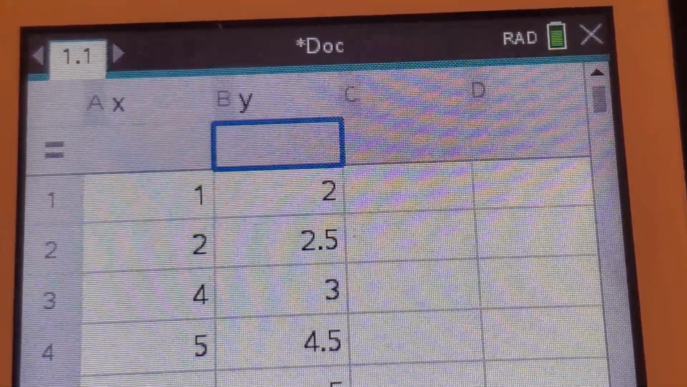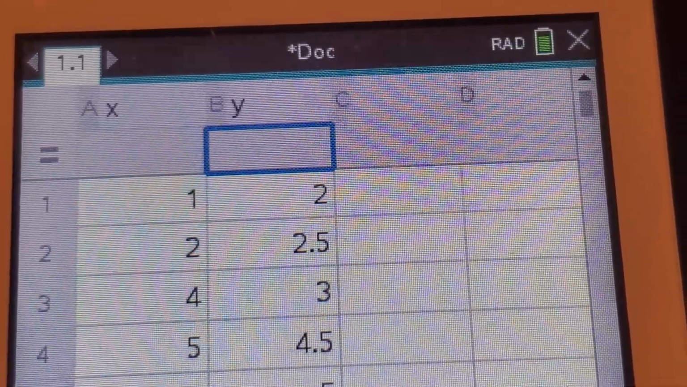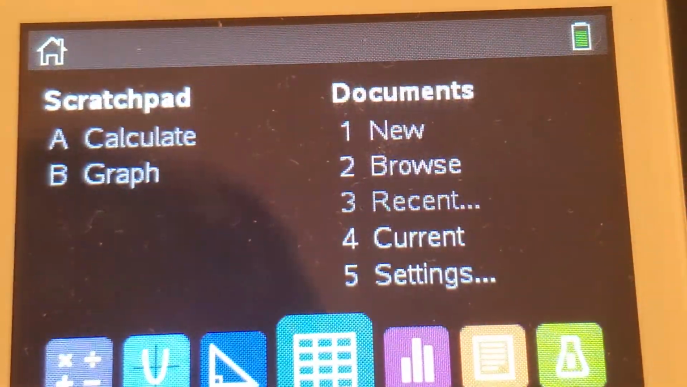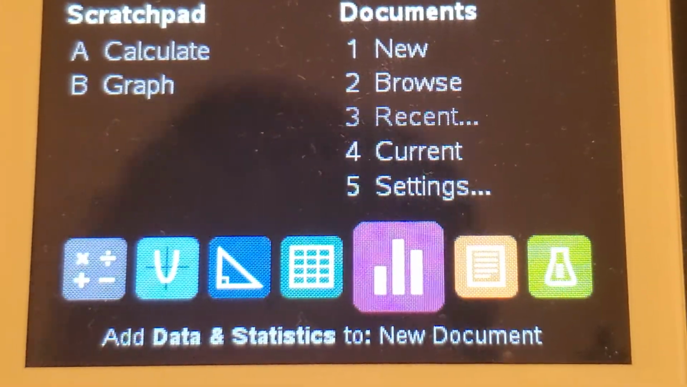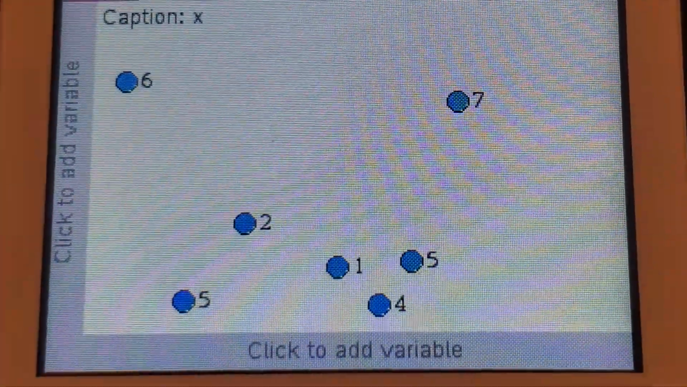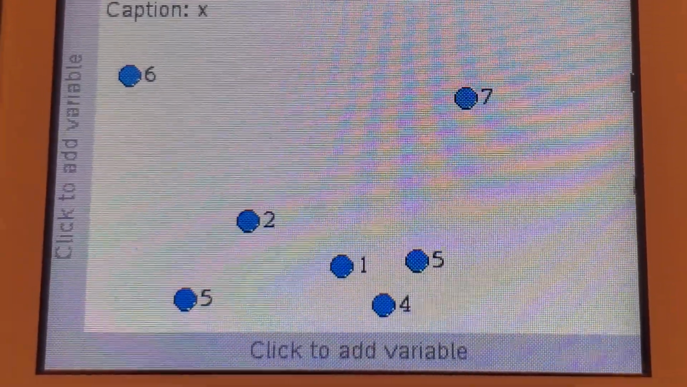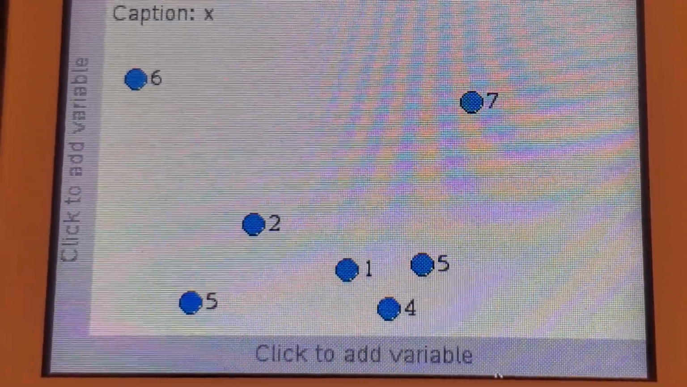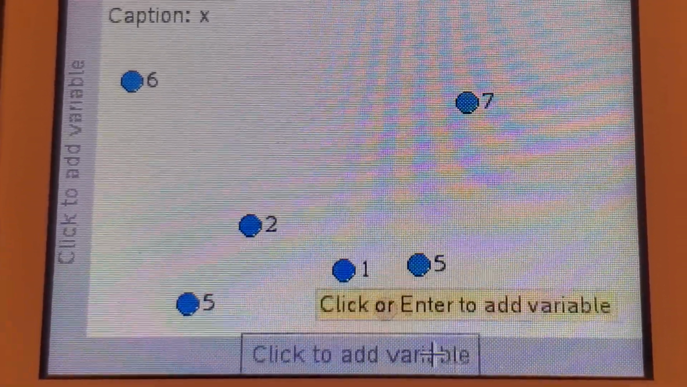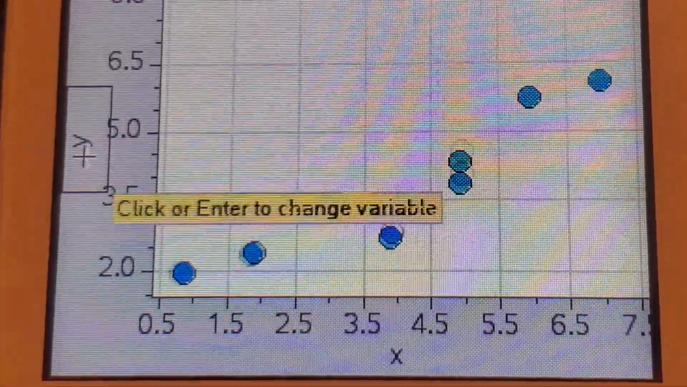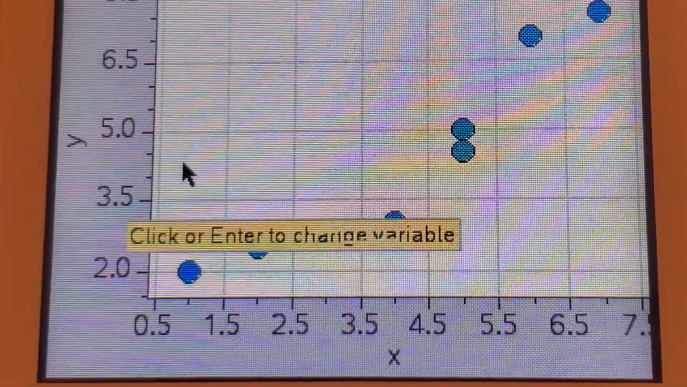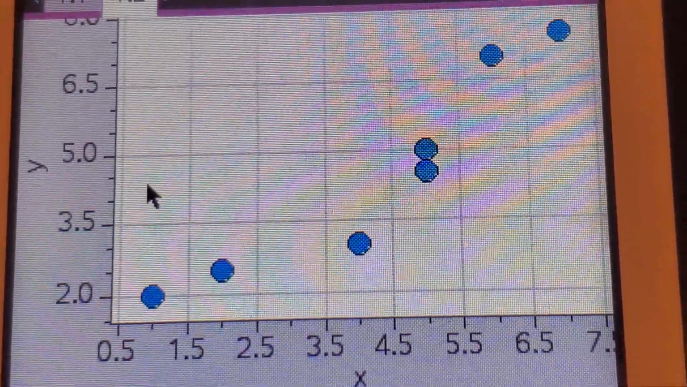Now we go back here and go to data and statistics. It shows us all of our points. Just go over here, click to add variable X on the X-axis and Y on the Y-axis. And this is our scatter plot.